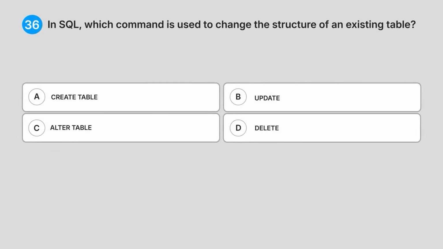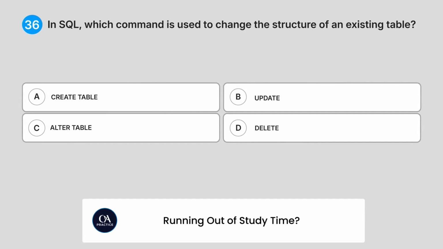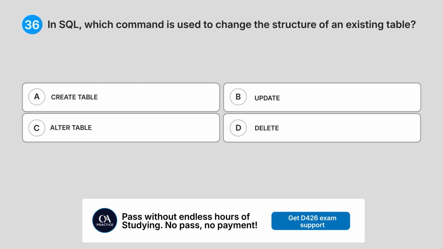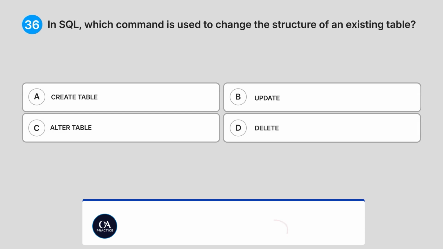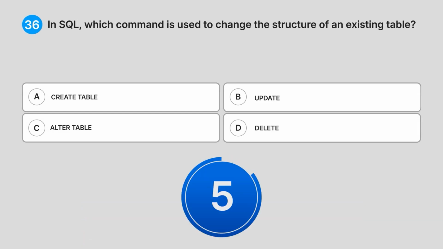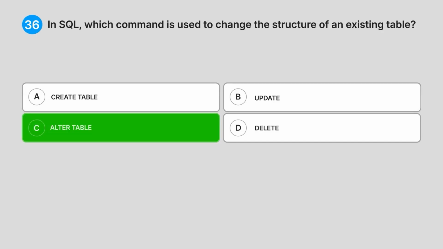36. In SQL, which command is used to change the structure of an existing table? A. Create table. B. Update. C. Alter table. D. Delete. Do you know the answer? Correct answer, C. Alter table.